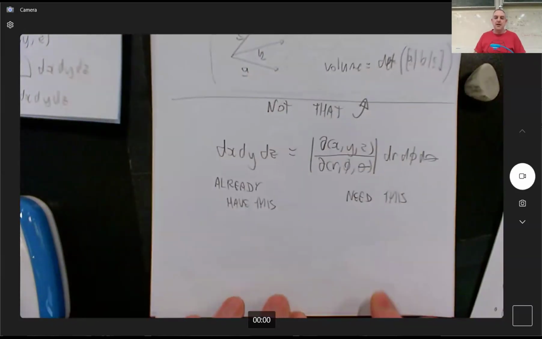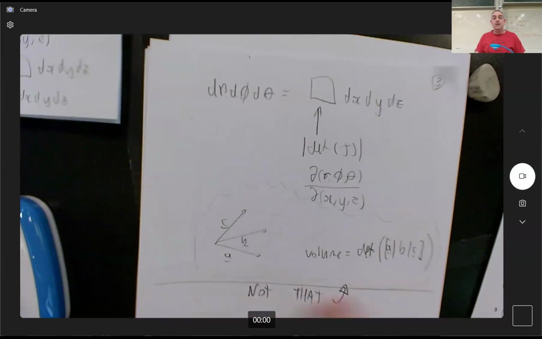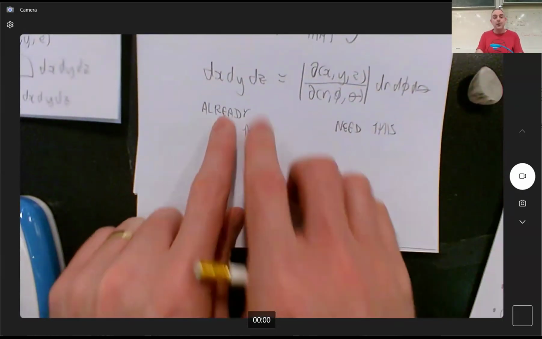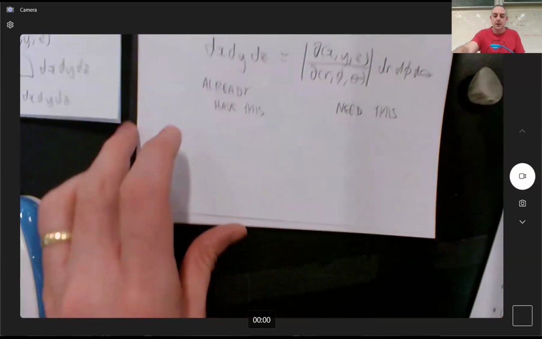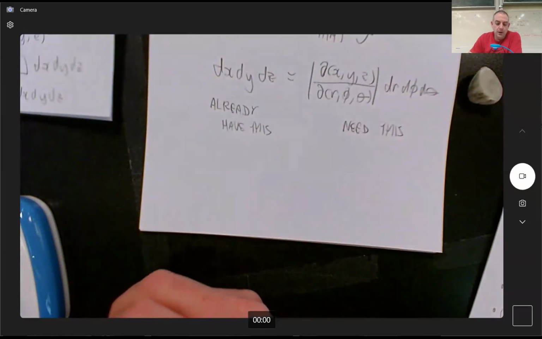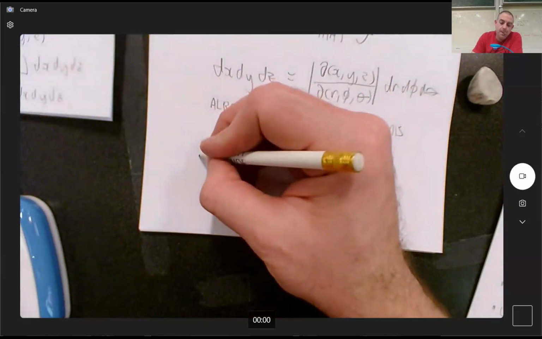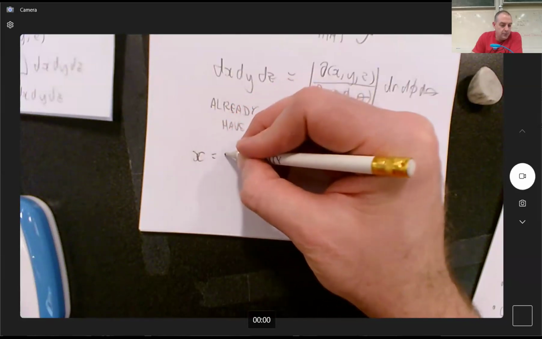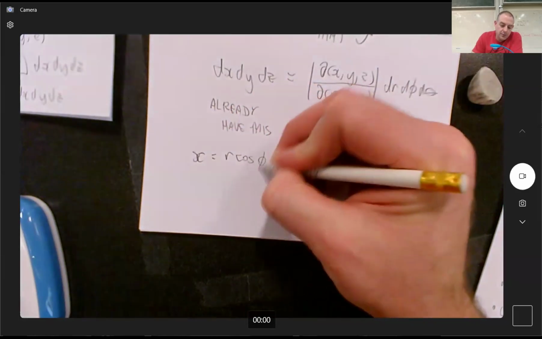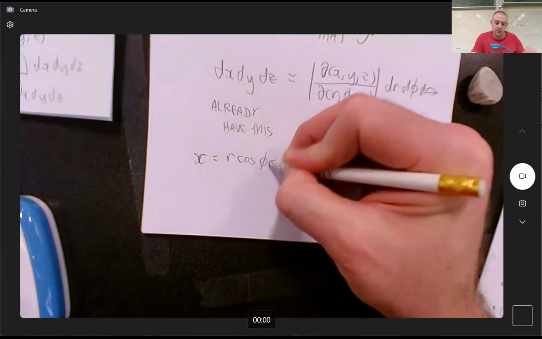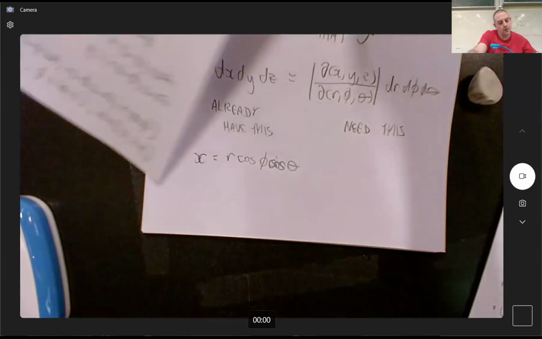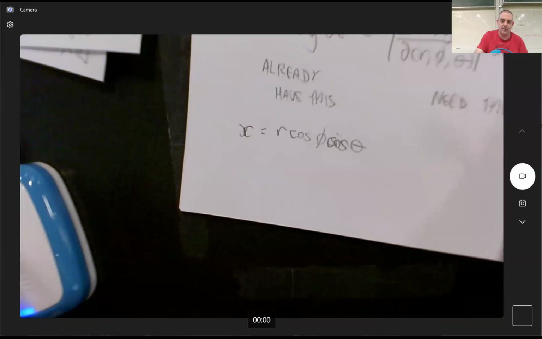So what this means is we're going to have to calculate. We can do it this way, but we don't have formulas arranged in that direction. So we're just going to do it this way. And also we already had this, and what we need is this. So we can do x was r cos phi sine, no, sine phi cos theta. Ah, sorry.